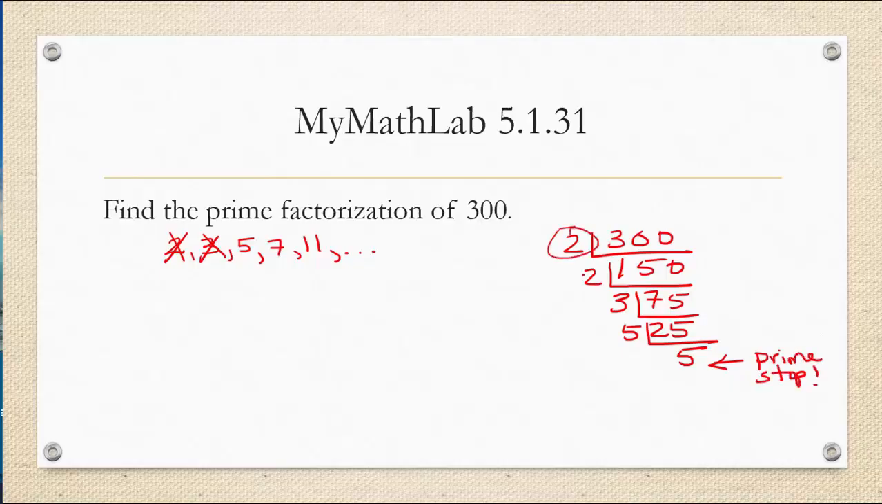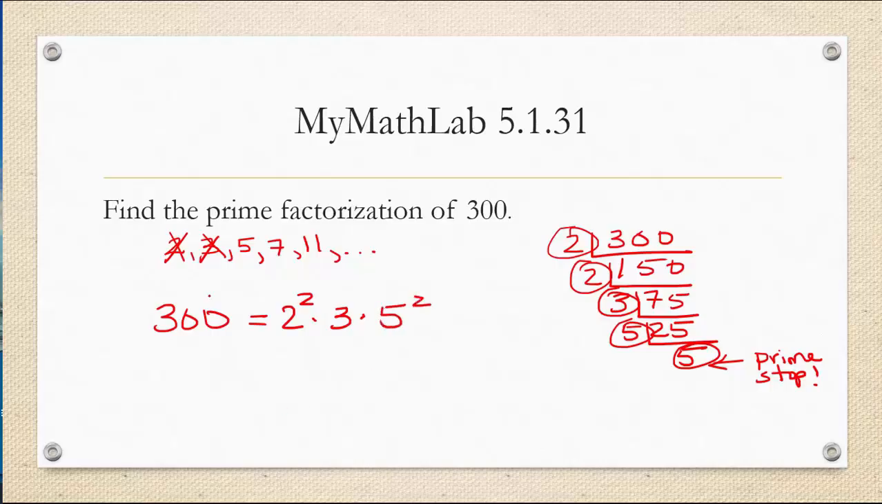So now we just look at all the divisors and the last prime, and we say that 300 is equal to 2 twice, so 2 squared, times 3 times 5 twice. And that's the prime factorization of 300.